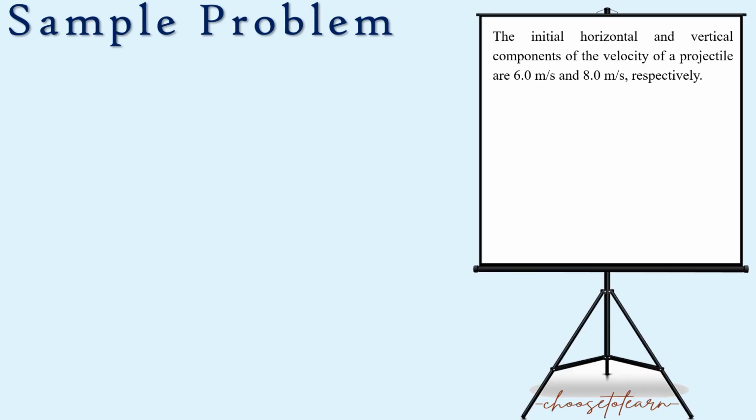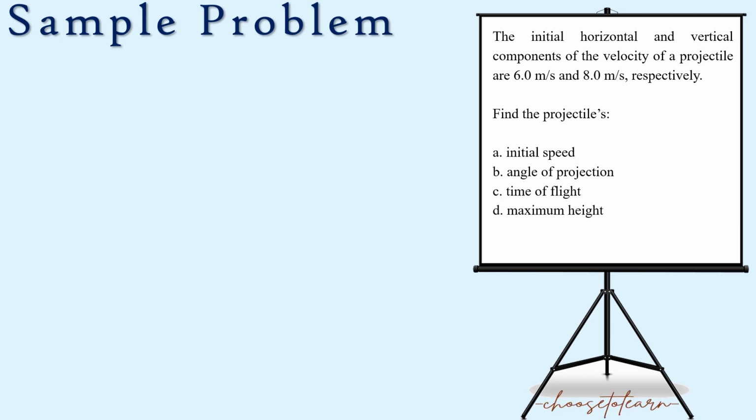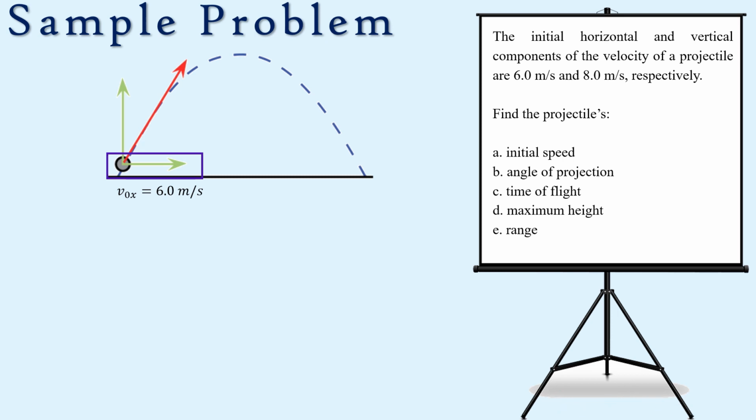Let's go to the sample problem. The initial horizontal and vertical components of the velocity of a projectile are 6.0 meters per second and 8.0 meters per second respectively. Find the projectile's initial speed, angle of projection, time of flight, maximum height, and range. So let's try to visualize the problem. 6.0 meters per second is the initial horizontal velocity. Next is the 8.0 meters per second, which is the vertical component of velocity.